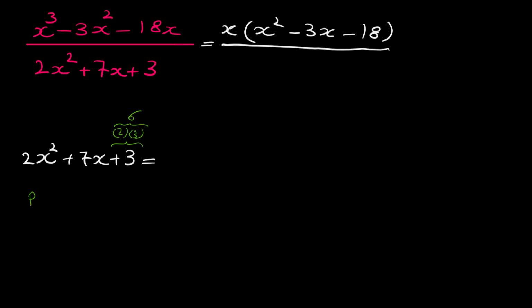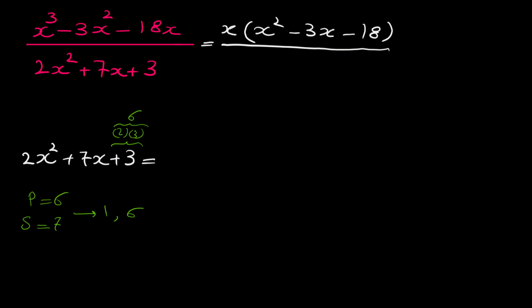Now we look for two numbers that their product is 6, this number that we got from multiplying 2 by 3, and their sum is this 7. So find two numbers that their product is 6 and their sum is 7. Two numbers that their product is 6 can be 1 times 6, 2 times 3. But because the sum is 7, the numbers that we are looking for are 1 and 6. Because 1 times 6 is 6, and 1 plus 6 is 7.